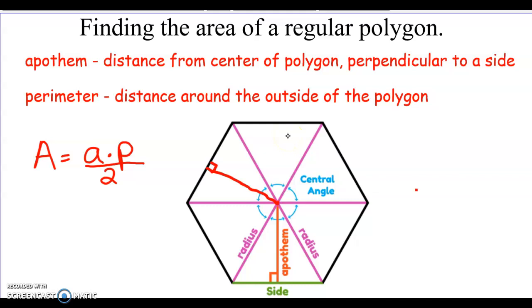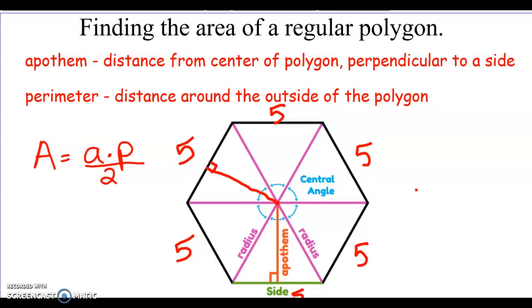The perimeter is the distance around the polygon. So if I tell you that this side here is 5, then all of these are 5, and so then our perimeter would be 5, 10, 15, 20, 25, 30. So our perimeter would be 30. All right, so that's what we're going to use for our formula.